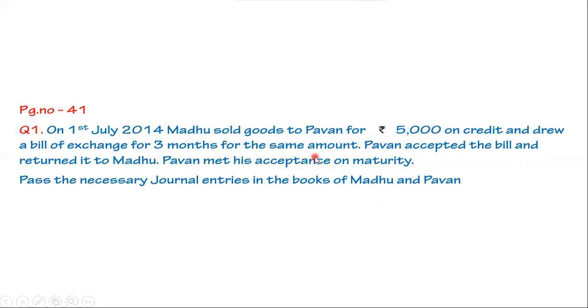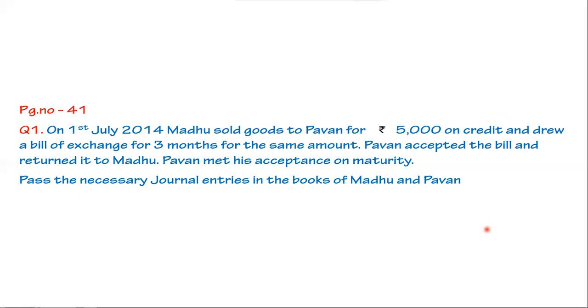Pawan accepted the bill. It means that the buyer Pawan has accepted the bill drawn by the seller Madhu and returned it to Madhu. Pawan met his acceptance on maturity. It means that as per the promised time, the buyer Pawan has made the payment to the seller Madhu. Pass necessary journal entries in books of Madhu and Pawan. So we are required to pass journal entries in books of seller Madhu and buyer Pawan.